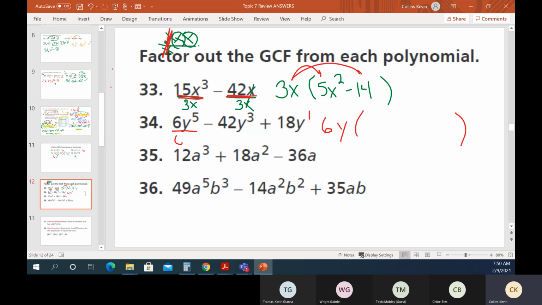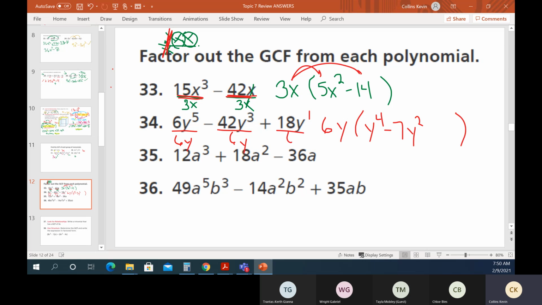So again, we'll do 6y. So we're going to take 6y to the fifth and divide by 6y. 6 divided by 6 is just 1, right? And we have y to the fifth and y to the first, so that means just drop your power by 1. So this guy becomes y to the fourth. Cool. Next guy, same thing. So we got minus 42 divided by 6 is going to be minus 7. And then again, we're dividing by y, so that means drop your power from y to the third to y to the second, right?